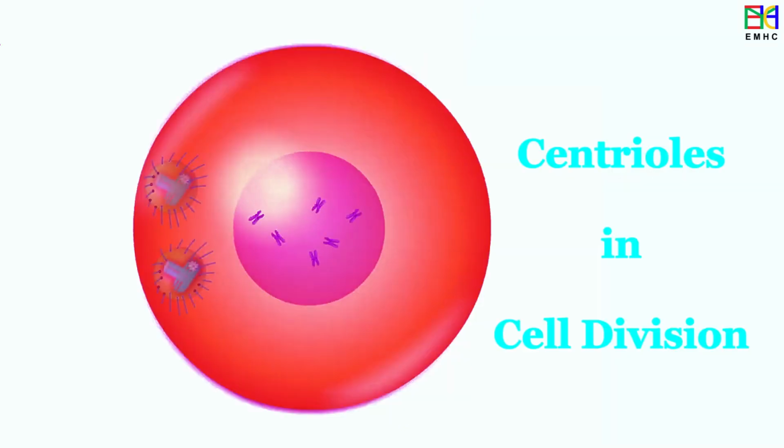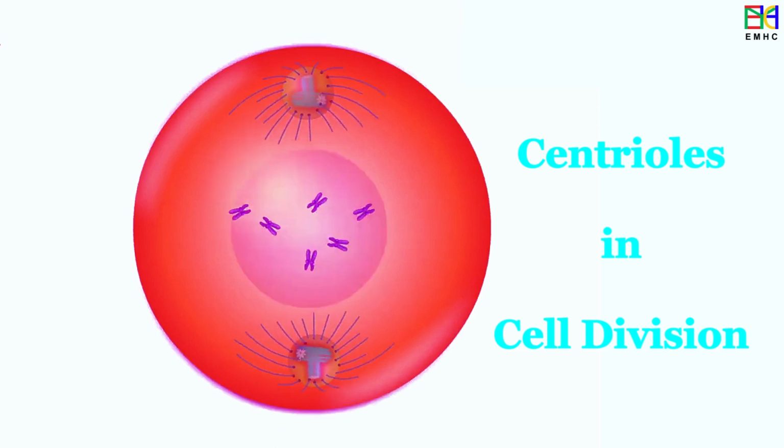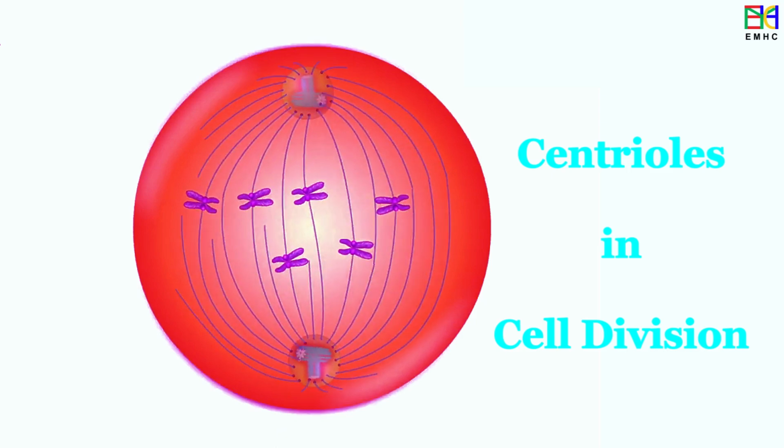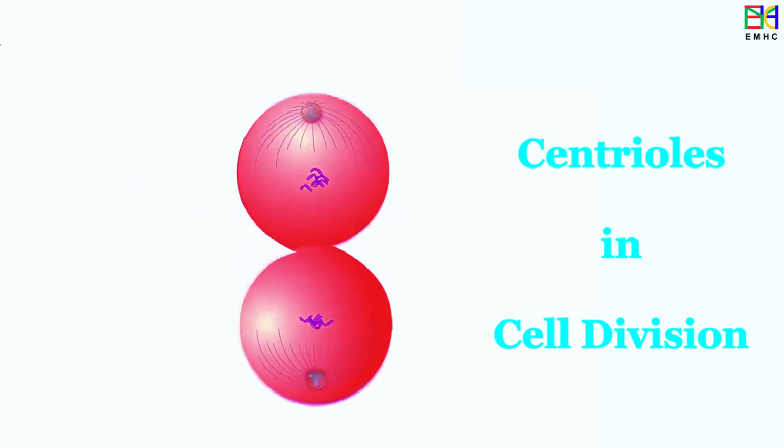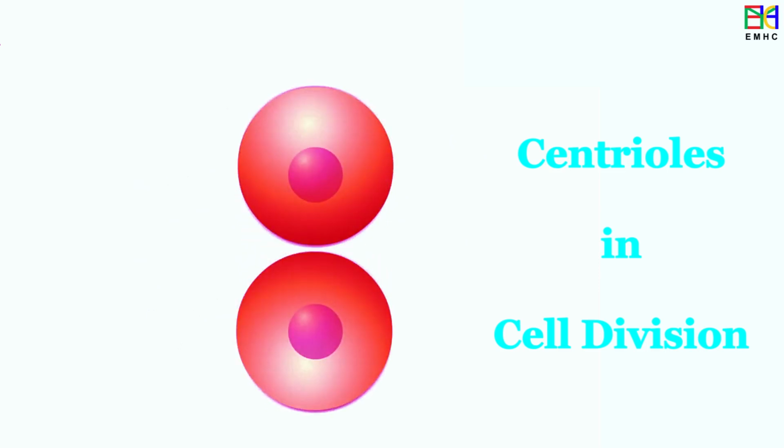The centrioles in the centrosome replicate and form 2 pairs before mitosis. During mitosis, each pair moves to the opposite poles of the cell, where they become microtubule organizing centers for mitotic spindles that control the distribution of chromosomes to the daughter cells.